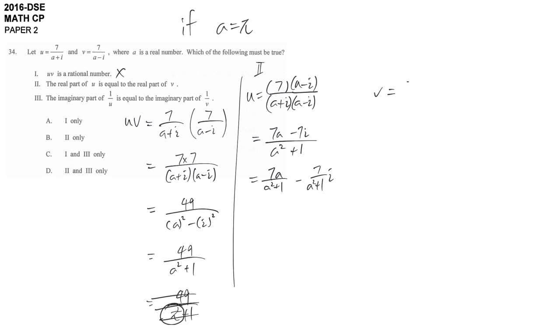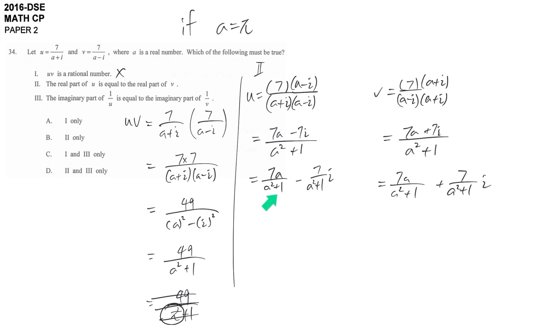V is equal to 7 over A minus I. And then on both sides we multiply by A plus I. If we have A minus I, then we multiply by A plus I so that we have a square term only below the fraction line. So it's 7A over A squared plus 1 and then plus 7 over A squared plus 1 times I. We find the real part, 7A over that, 7A over that, so it's exactly the same. This is a correct statement. The real parts are the same.